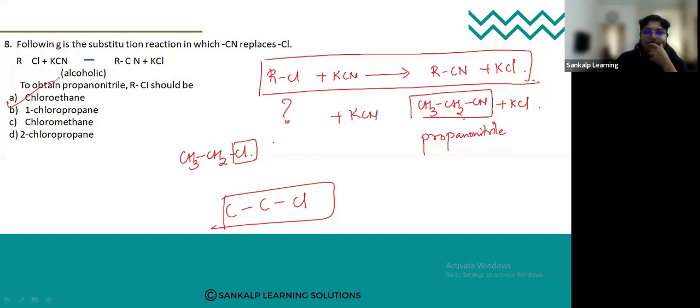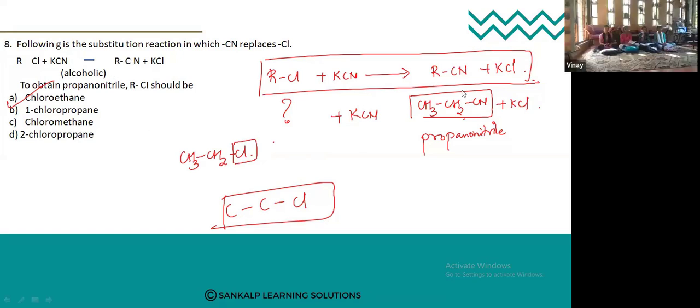So alcoholic KCN is taken, so that when you react it with your alkyl chloride, you are going to get the cyano group. Cyanides are formed. Yes, correct answer, very good. So remember this.